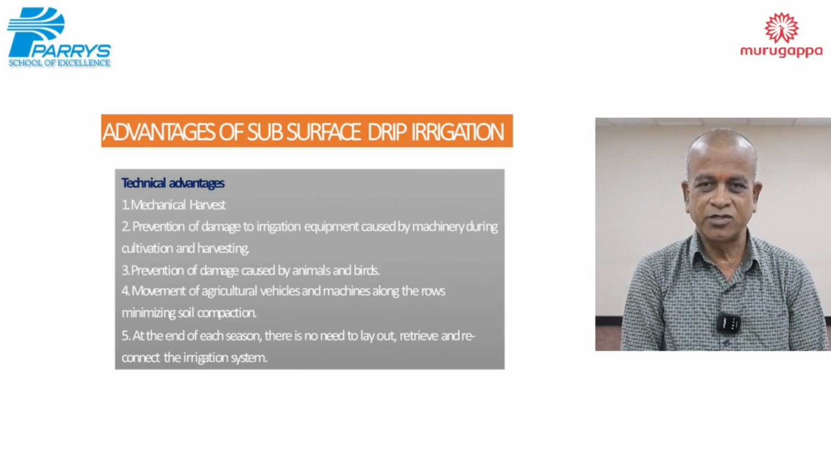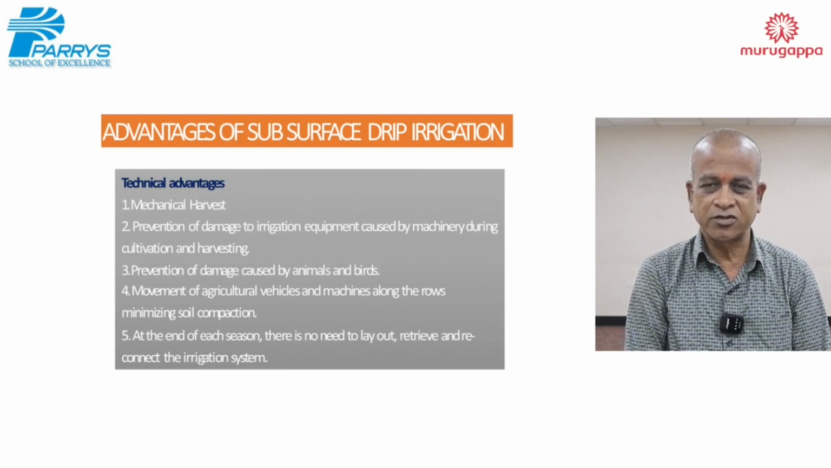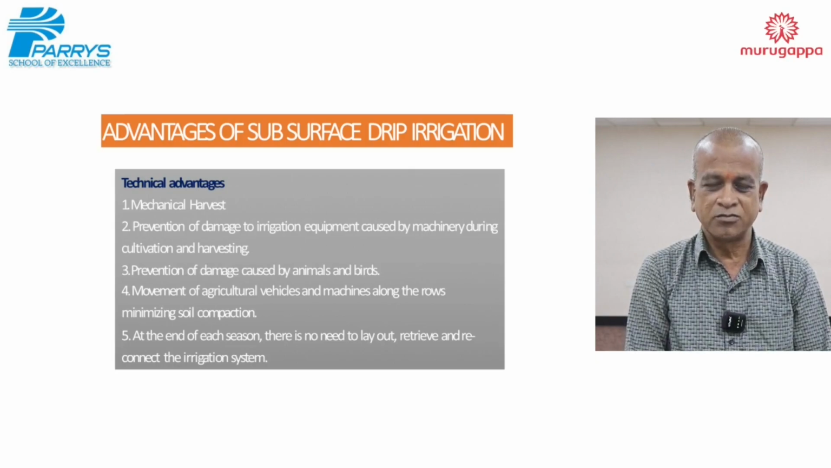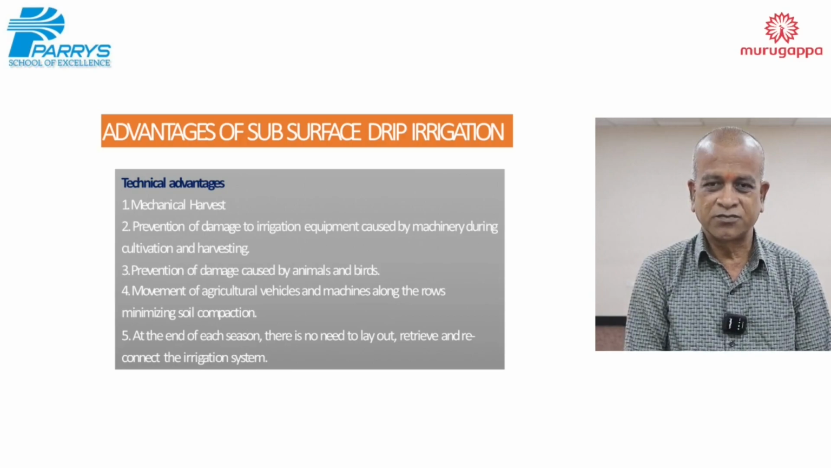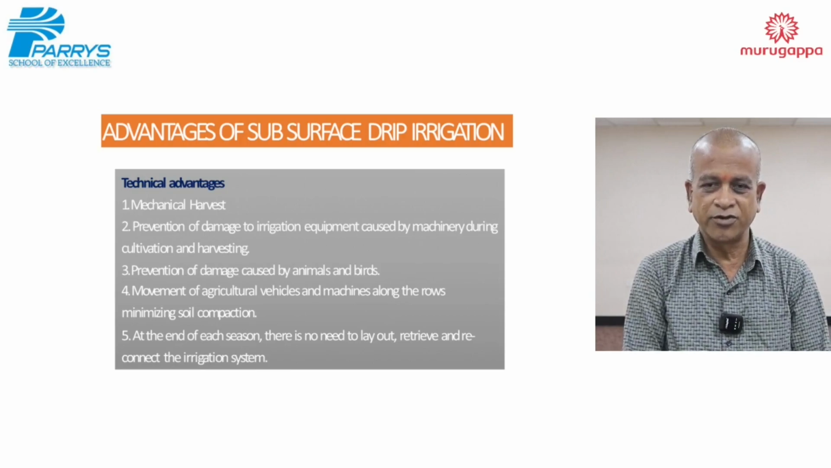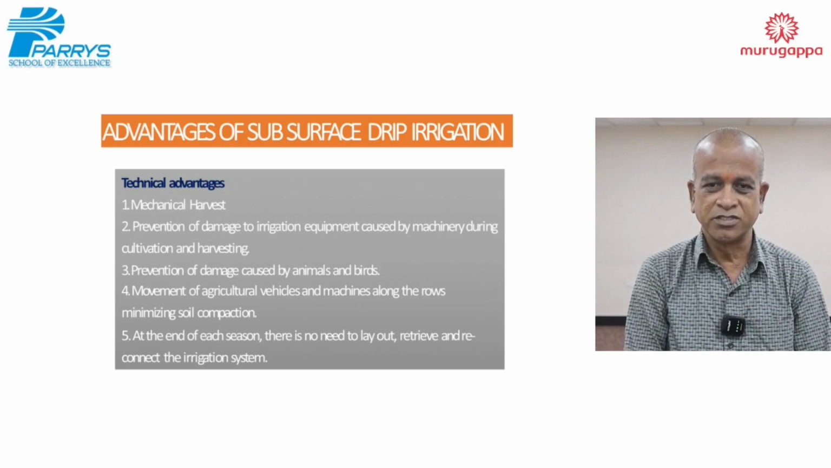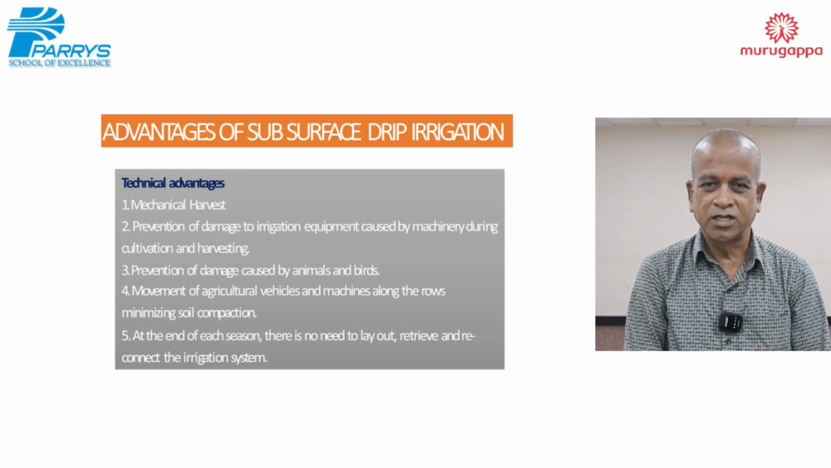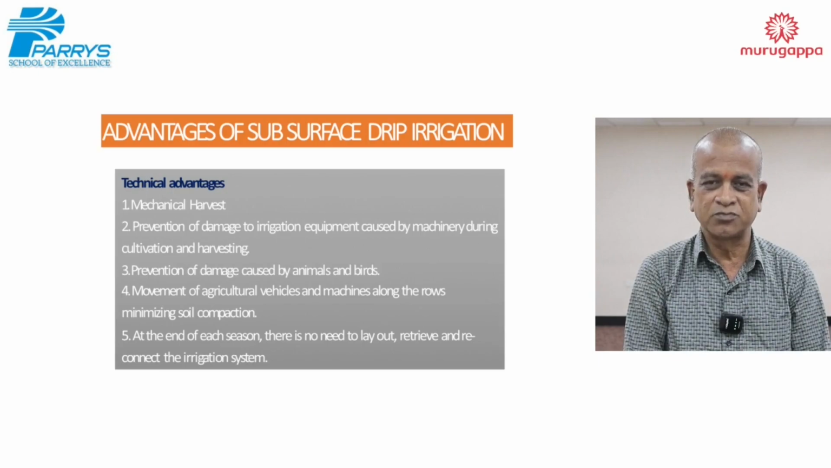When we are using any implements, that is intercultural operation or harvesting, there is no damage to the drip system we have laid in the subsurface. Whereas in the surface system, we have to remove it and relay it, and there will be a lot of labor and maintenance cost involved. Here there is no labor cost, no maintenance cost, no damage to the emitters. So the best method to irrigate and achieve better yield is through the subsurface.